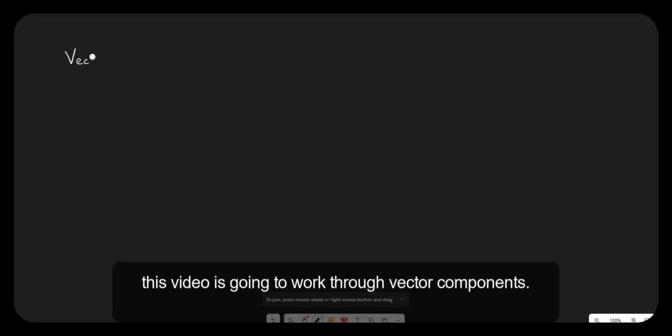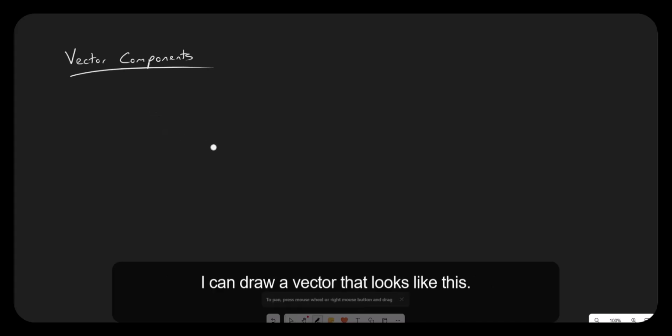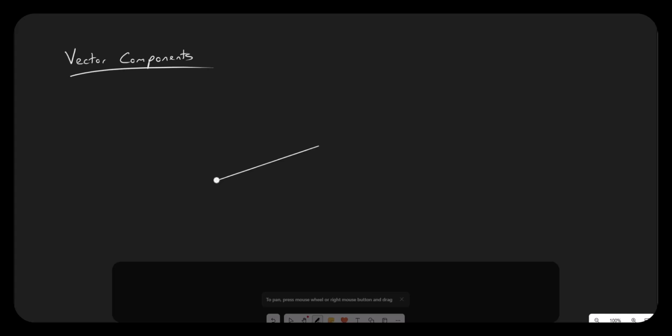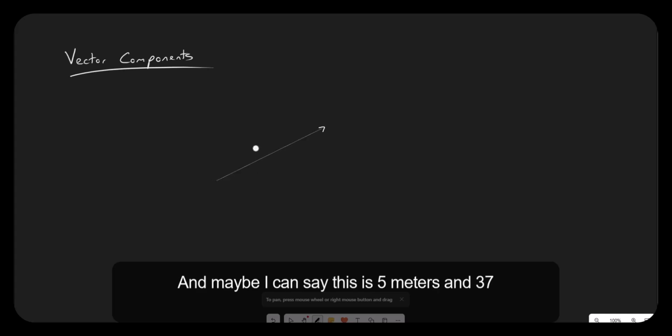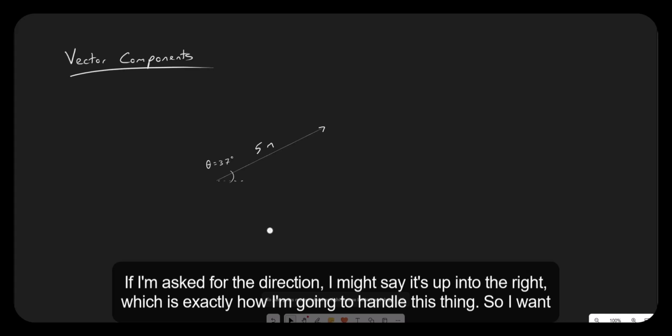This video is going to work through vector components. What if I have a vector that doesn't point completely in the x direction or in the y direction? I can draw a vector that looks like this. And maybe I can say this is 5 meters and 37 degrees. If I'm asked for the direction, I might say it's up and to the right, which is exactly how I'm going to handle this thing.